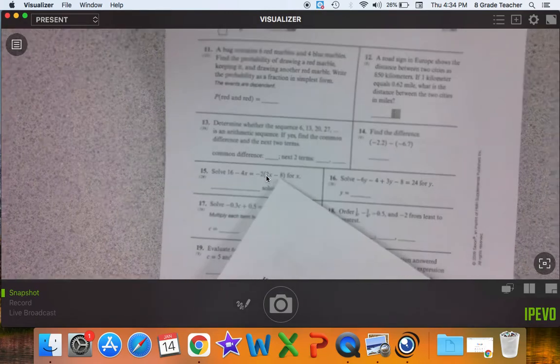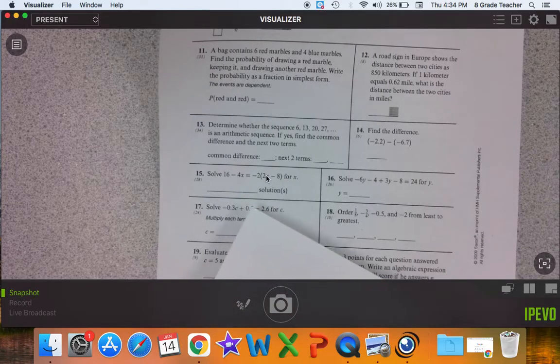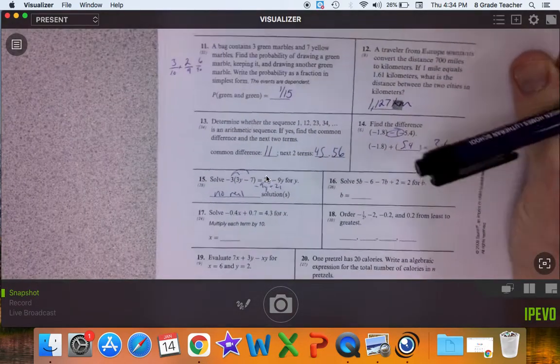For number 16, 15 for test A, you're doing the same thing. You're going to use the distributive property here and look to see if they have the same thing on both sides of the equal sign. Looks like it's going to be a giveaway right there for you. It might be the same answer we just found.